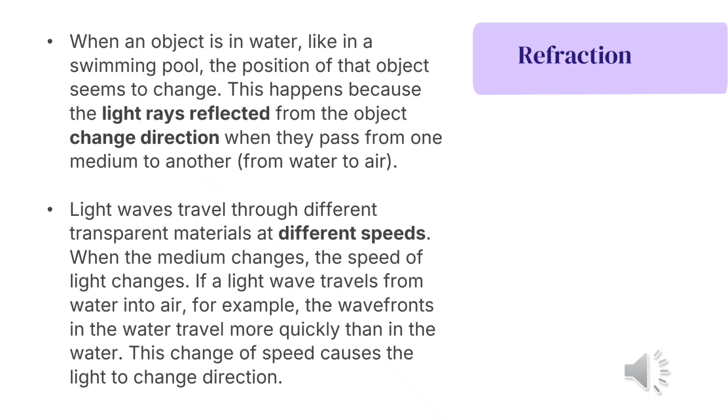When an object is in water, like in a swimming pool, its position seems to change. That's because the light rays reflected from the object bend when they pass from one medium to another, such as water into air. Light travels at different speeds in different transparent materials. It's faster in air, slower in water or glass. This change of speed causes the light to change direction.